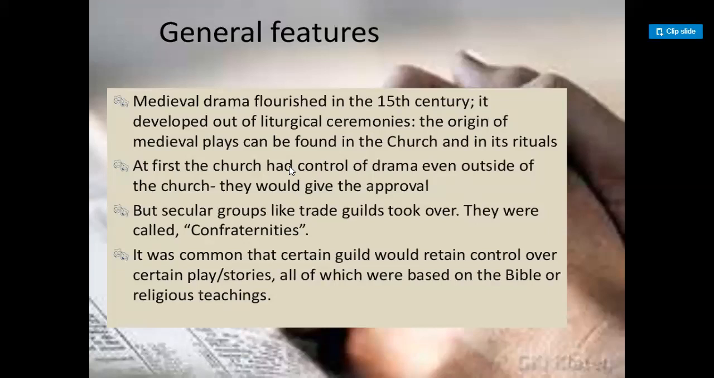At first, the church had control over drama, and even outside of the church they would give approval. But secular groups like trade guilds took over, and they were called confraternities. Why were they called confraternities? Because they were confronting the pagans, who were paying tribute to their own gods. And it was common.